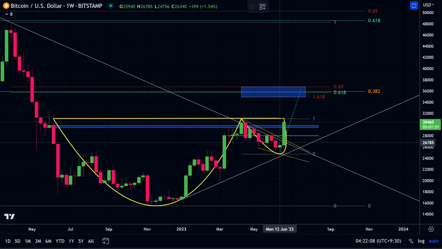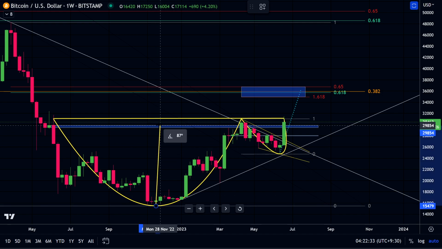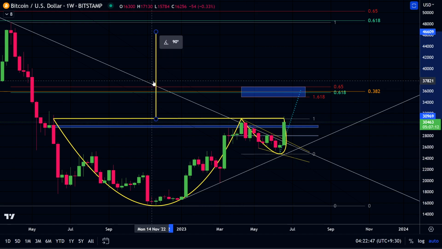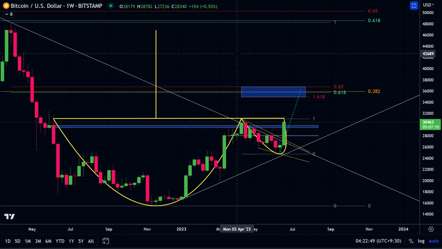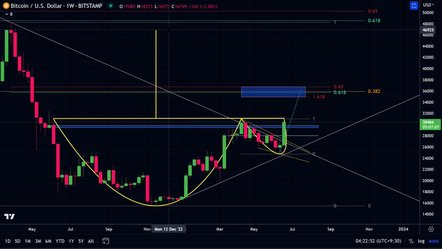We need to close above the neckline to confirm it, which would be above 31.2K. We're looking for a close at least on the weekly here, which I do think we will get, as we saw the measured move of that head and shoulders has a target up here at 36K. To work out the measured move of the cup and handle pattern, it's similar to the head and shoulders pattern. Take it from the lowest point to the neckline, and then move that line the same length to the neckline breakout level. We can see it gets us close to that golden pocket area, around 47K.